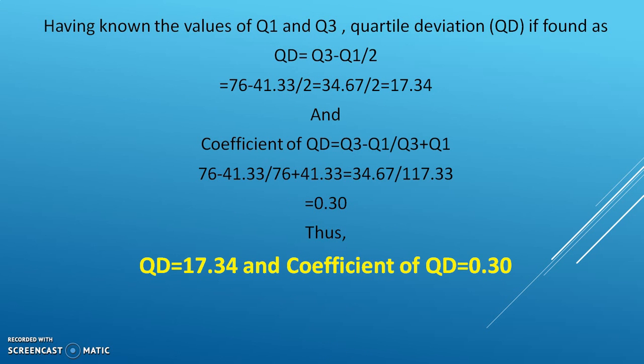Now when we know Q1 and Q3, we will find out QD, quartile deviation, Q3 minus Q1 upon 2, and the result is 17.34. And coefficient of quartile deviation, Q3 minus Q1 upon Q3 plus Q1. The result is 0.30.